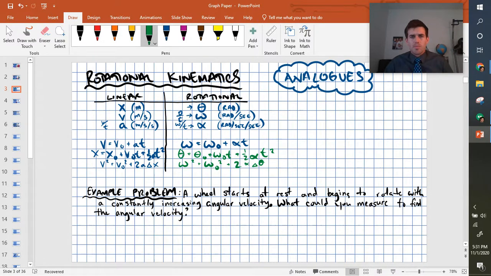And then we have, for the next one, omega squared equals omega naught squared plus 2 fish acceleration times the delta angular displacement. Okay, so we'll see a lot more of these analogs as we go through here, but I just have an example problem now that I'm going to do, where really what I'm actually going to do is I'm going to cheat a little bit.